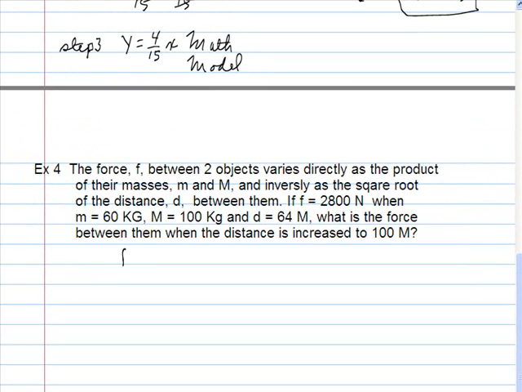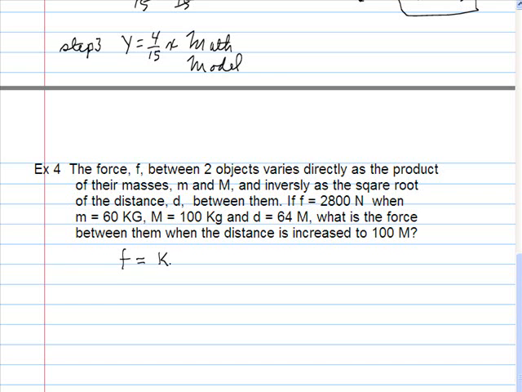Now here's a pretty complicated example problem. It says, if the force F between two objects varies directly as the product of their masses, little m and capital M, and inversely as the square root of the distance d between them. Okay, the force between two objects varies directly as. So I'll start off F equals K.